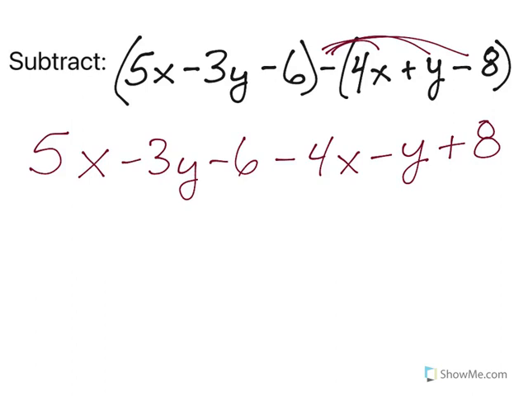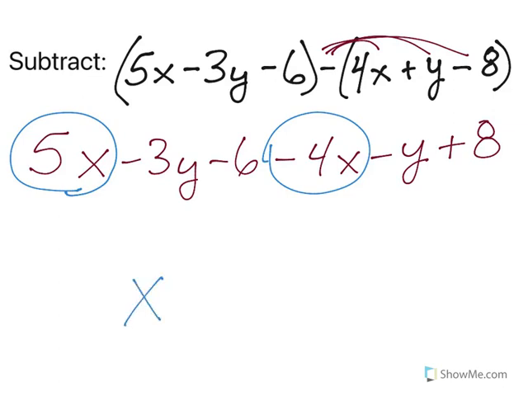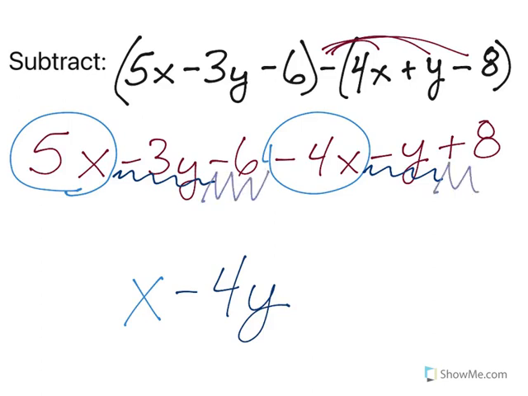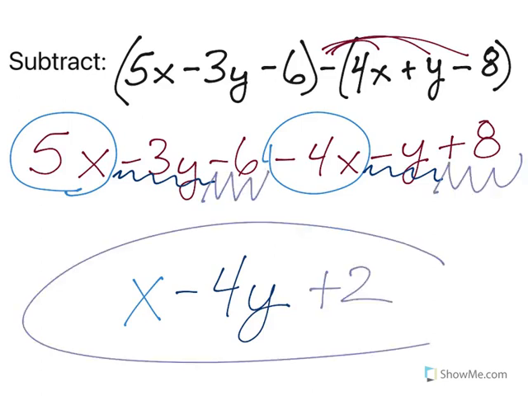Now we go to combine our like terms. I have 5x minus 4x. 5 minus 4 is 1. I have negative 3y minus y. Negative 3 minus 1 is negative 4y. And I have a minus 6 plus 8, which is plus 2. Final answer, x minus 4y plus 2. And that, my friends, is subtracting polynomials.